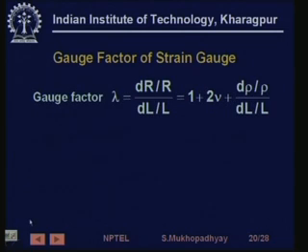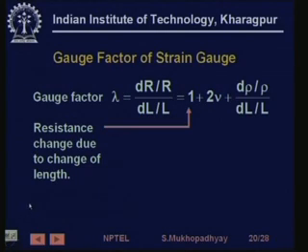How is the resistance change related to the strain? That factor in the case of strain gauges is called the gauge factor. The gauge factor is the fractional resistance change per unit strain. The strain in that direction is dl by l, which is the length change along the orientation axis of the strain gauge, and dr by r is the fractional resistance change.